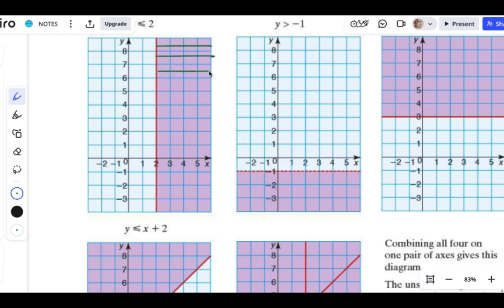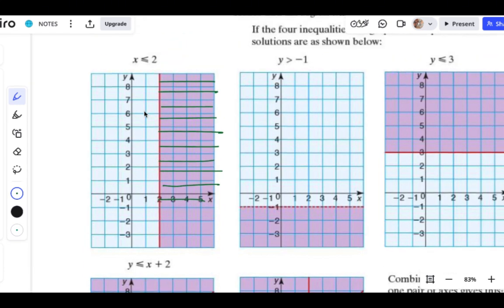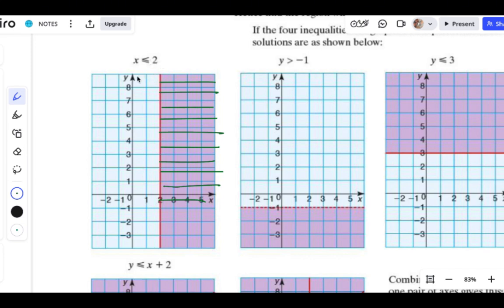Normally, if we follow the first instruction, we should have shaded this way because it's less than or equal to 2. But it says we should leave unshaded the region which satisfies the inequality, meaning shade the opposite region, not the region which satisfies. Which region satisfies the inequality? This way, because x is less than or equal to 2, and less than 2 on the x-axis is this whole side. But because it's leave unshaded, we don't shade that region, we shade this other region.